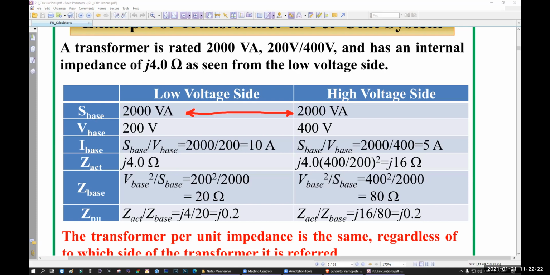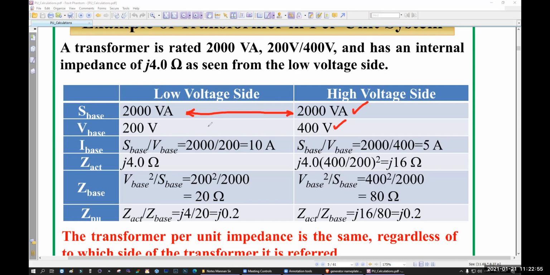The low voltage side, the voltage ampere, that is the power, is 2000 VA. Here the power is 2000 VA. In the low voltage side, the voltage is 200 volt. High voltage side voltage is 400 volt. That means twice, double. What is your I base? I base will be S base divided by V base. Obviously, because we know the formula S divided by V. So 2000 divided by 200 is equal to 10 ampere. What about this? Again, this divided by this will be what? 2000 divided by 400 is equal to 5 ampere.